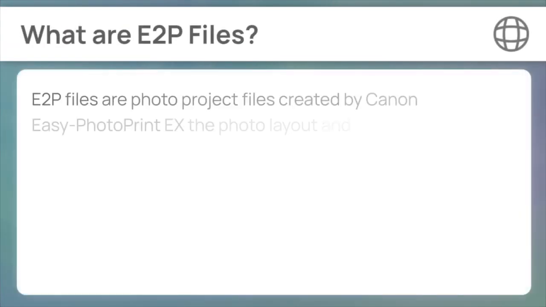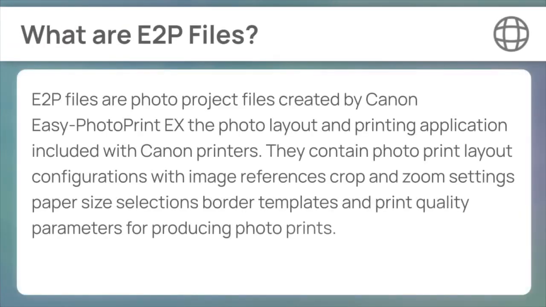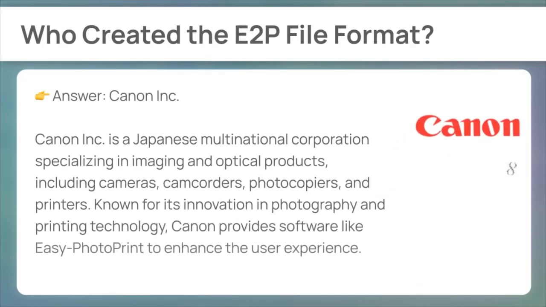E2P files are photo project files created by Canon Easy-PhotoPrint EX, the photo layout and printing application included with Canon printers. They contain photo print layout configurations with image references, crop and zoom settings, paper size selections, border templates, and print quality parameters for producing photo prints.